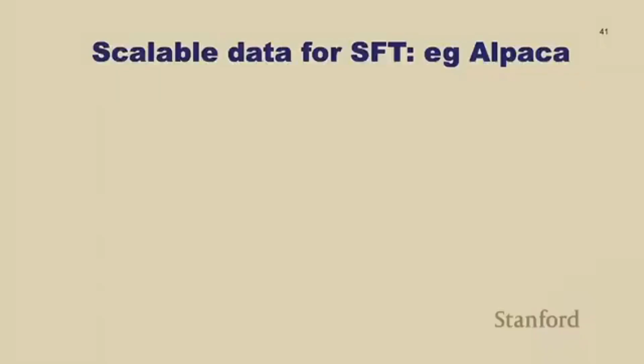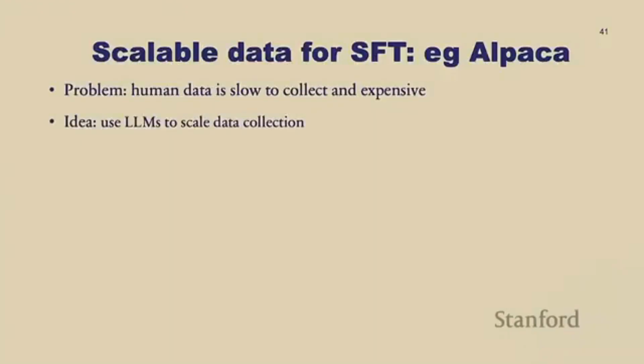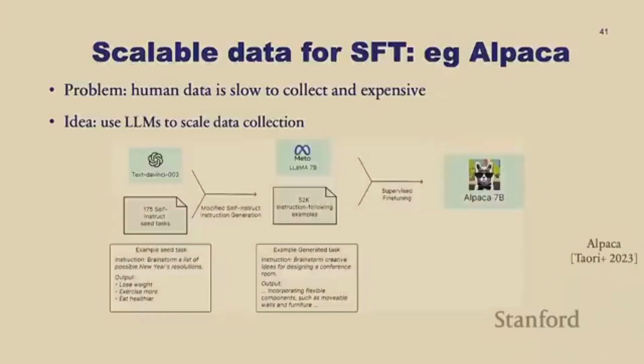So the problem with human data is that it's very slow to collect and very expensive. One possible simple idea is to use LLMs to scale data collection. That's exactly what we did with Alpaca 1 year ago.